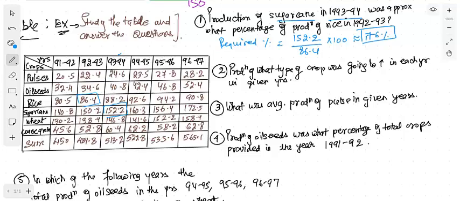Production of sugarcane in 1993-94 was approximately what percentage of rice? So you have to answer production of sugarcane in terms of percentage of rice. So you just have to divide both the values and multiply it by 100. Now move on to the second one.